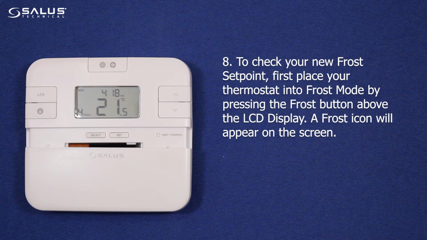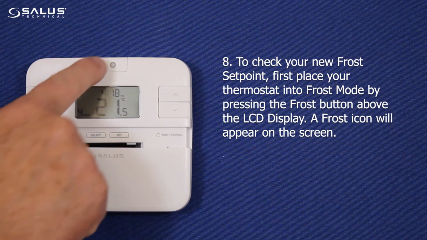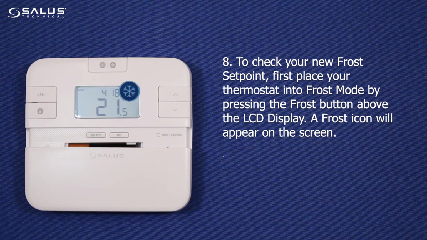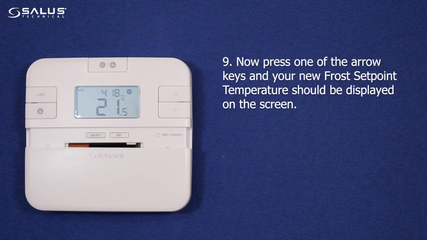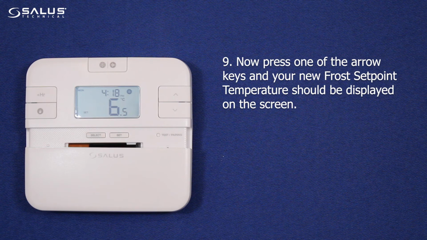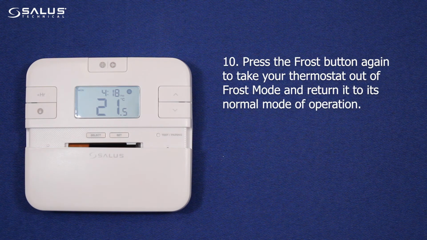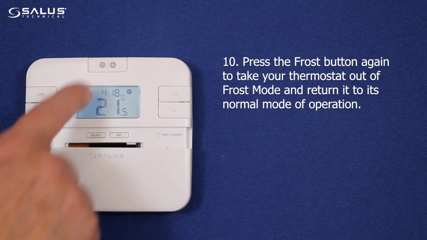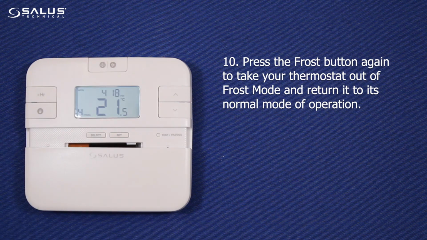8. To check your new frost setpoint, first place your thermostat into frost mode by pressing the frost button above the LCD display. A frost icon will appear on the screen. 9. Now press one of the arrow keys and your new frost setpoint temperature should be displayed on the screen. 10. Press the frost button again to take your thermostat out of frost mode and return it to its normal mode of operation.